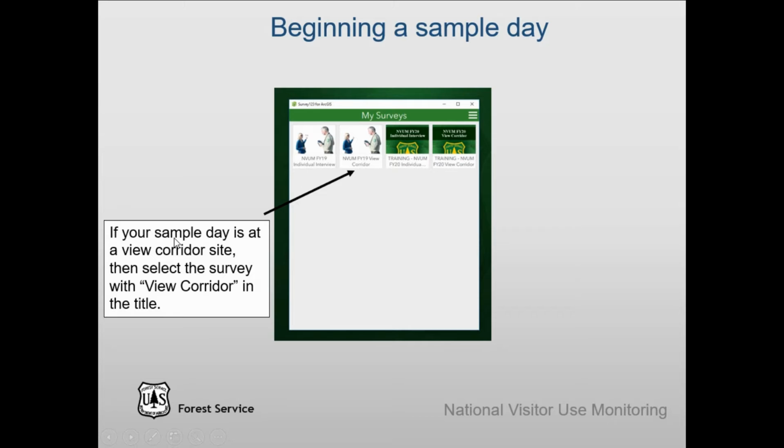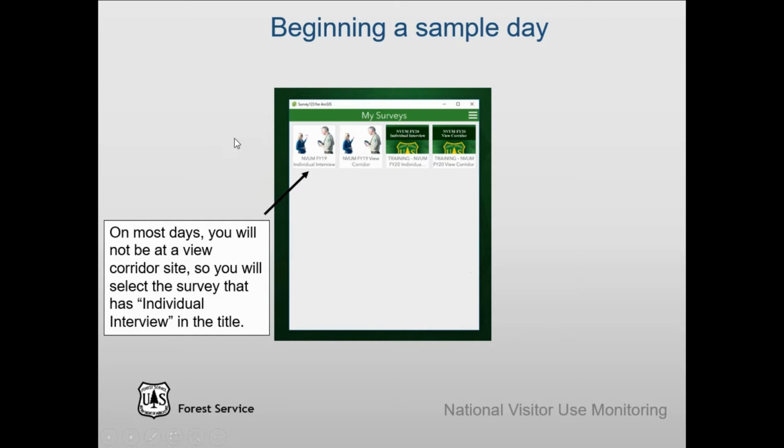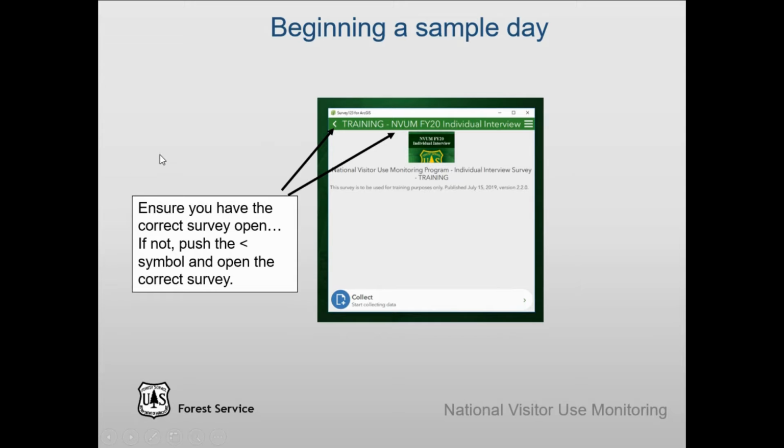If your sample day is at a view corridor, you'll select the view corridor in the title, but we will talk about that in a different video. So today we're talking about the individual interview, and you're going to want to select the one that's titled Individual Interview. And again, make sure it's not the training module one. As you'll see here, ensure that you have the correct survey open, and if not, you just push the back symbol here, and then you just open the correct one.